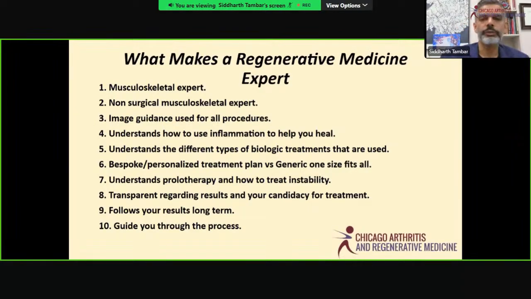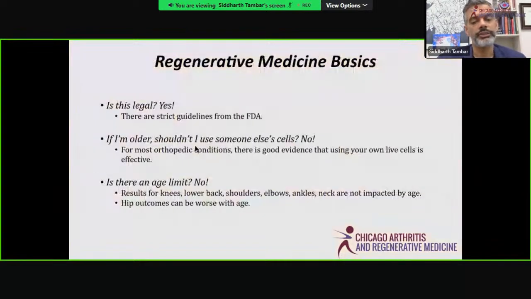They should follow your results long term. This is not the classic sort of pain clinic model where you come in, you get an injection, then you never see the doctor again. They should be following your results long term. And then they should guide you through the process. They should be knowledgeable enough where you trust them to go for questions and problems.